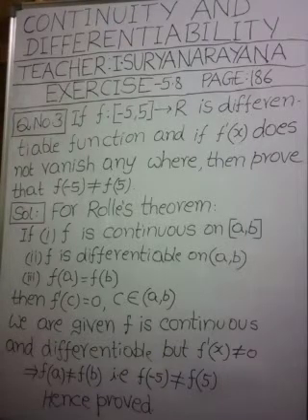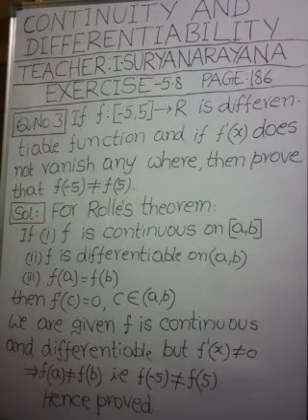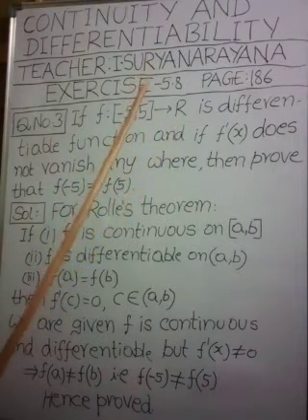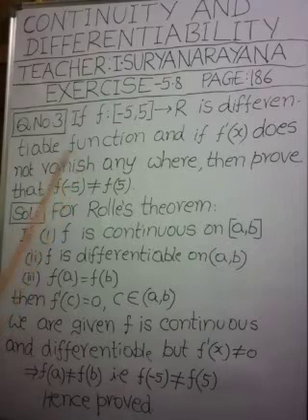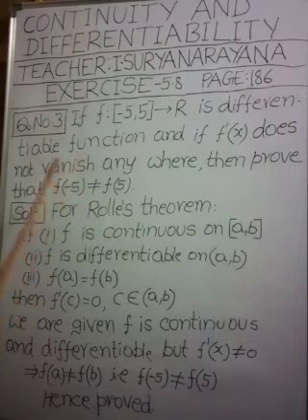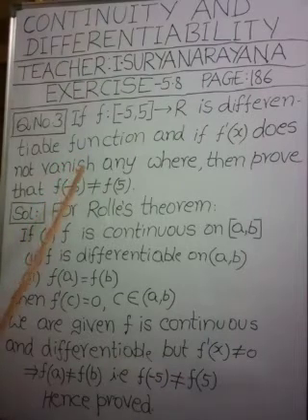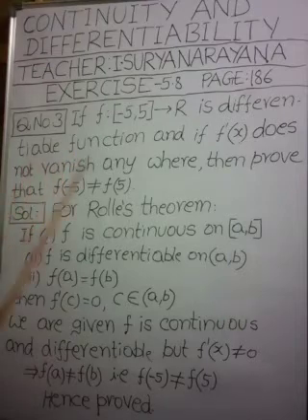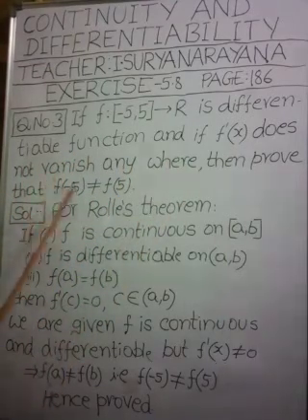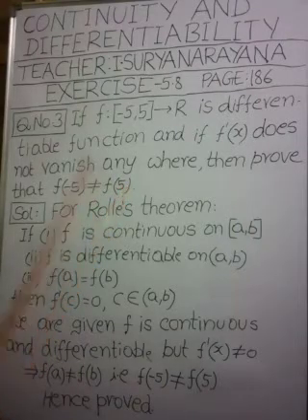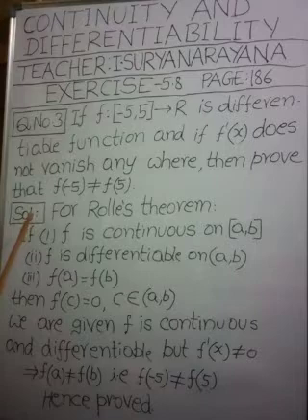And what is given here? F is differentiable. F is a differentiable function, and f dash of x does not vanish, means f dash of x is not equal to 0 anywhere. Then we have to prove that f of -5 is not equal to f of 5. Okay, my dear children, now come to the solution part.